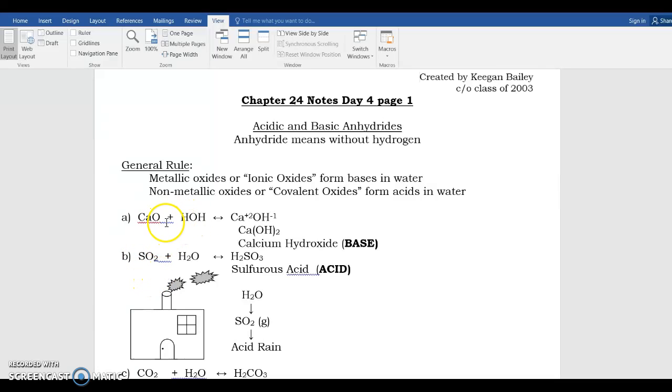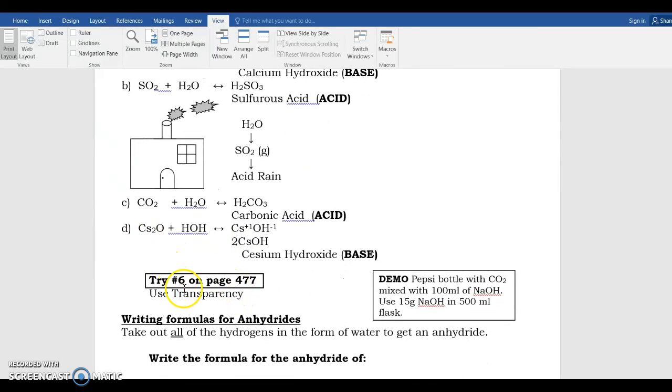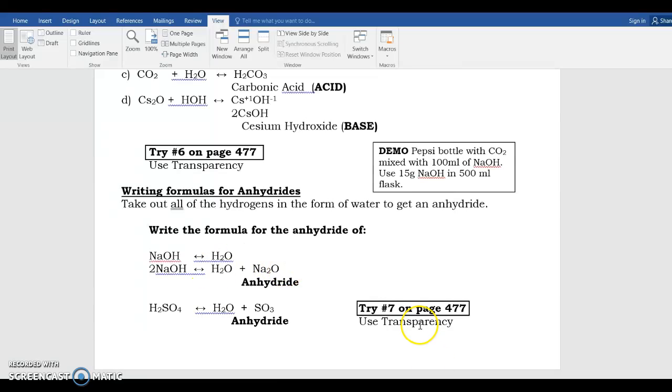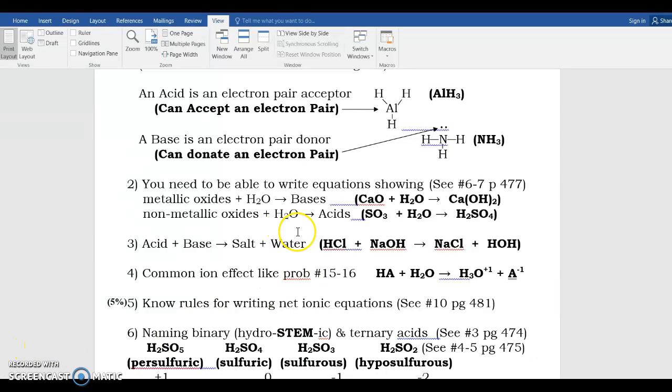The metallic oxides are easier because they form this ionic bond, but the non-metallic are the ones that give you the trouble. So please practice these. It says try number 6 on page 477. Really important that you try those and get used to them, and do number 7 as well, which is the anhydrides, going from the base to the metal oxide, and then going from the acid to the non-metal oxide, and these are both anhydrides. No hydrogen because it is an anhydride. Really important to note. Alright, let's keep going on our test review since we covered that.